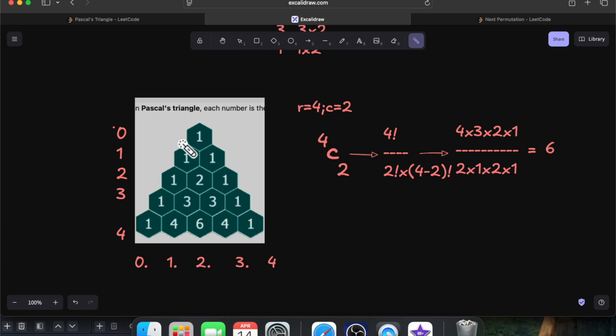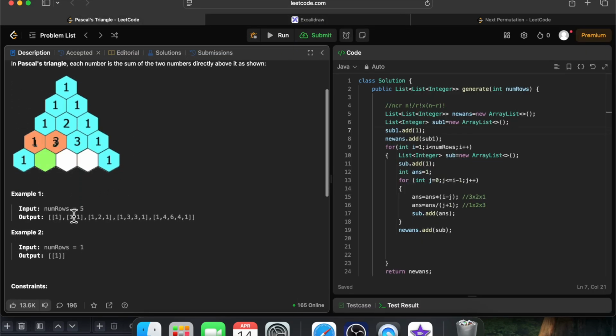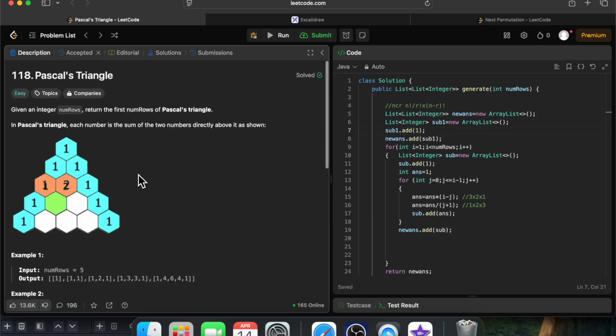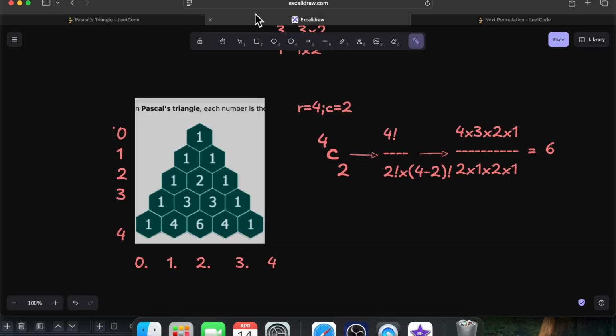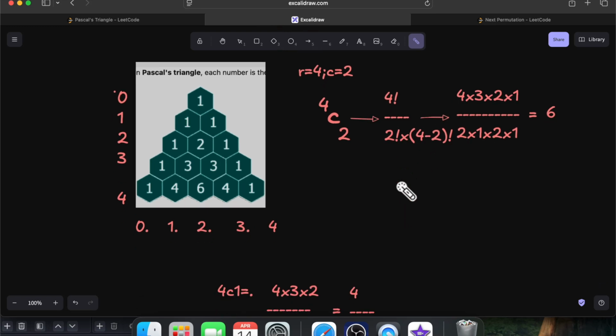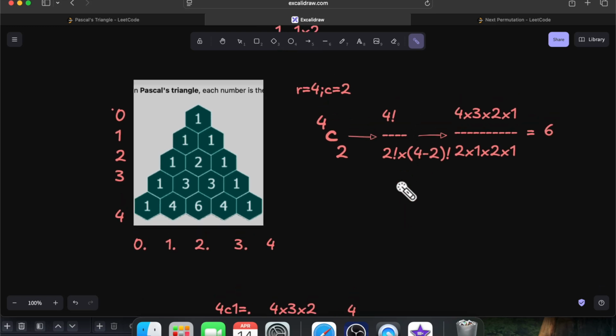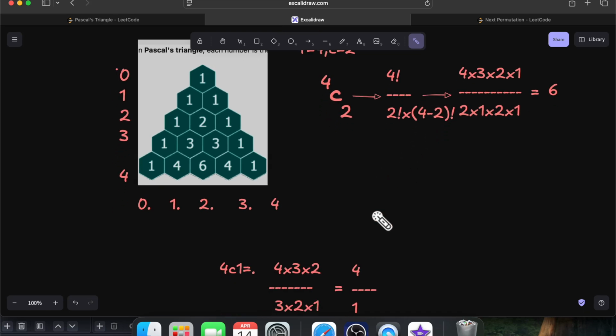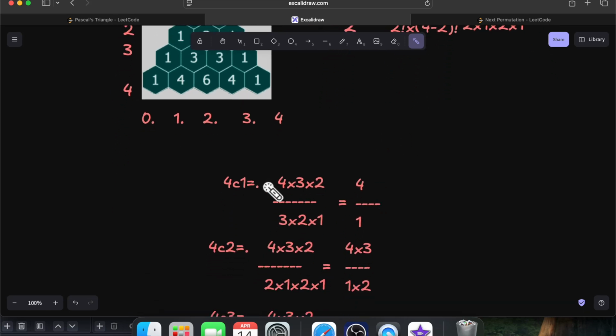Whenever we want to find all the rows, if the question states like this, I will show the question. In this question, the input was 5. It means we have to print 5 rows from the initial to the ending position. How can we find each position? Finding each position's value like this will take more time complexity. So I will show a pattern by using which you can easily build the code logic.